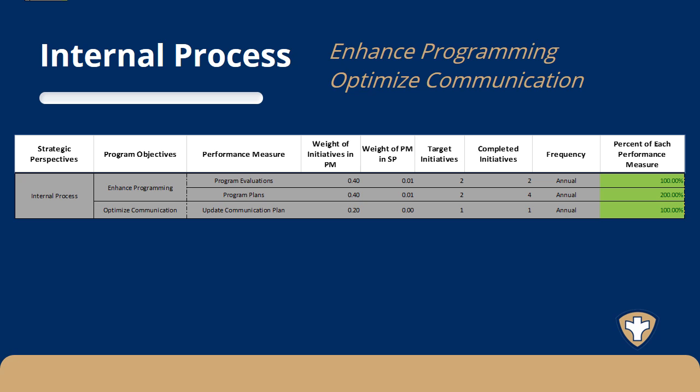So for enhanced programming, program evaluations, we had set a target initiative of completing 2 of those, and 2 were completed. And then program plans, we had set a target initiative of completing 2, and 4 were completed. And then updating the communication plan, that's 1 plan. So the initiative was to just complete the plan, which was accomplished. And so that would give us 1 initiative completed. So we can see that we met and even exceeded the targets for those areas.